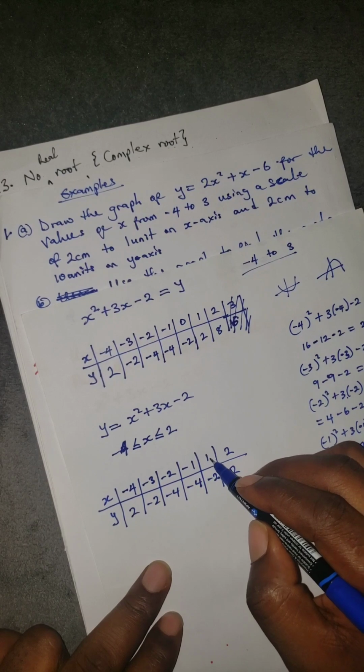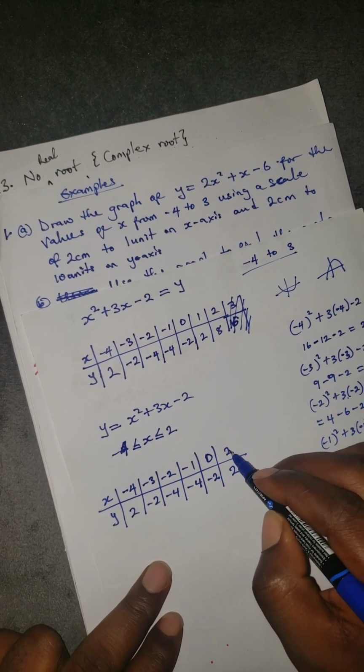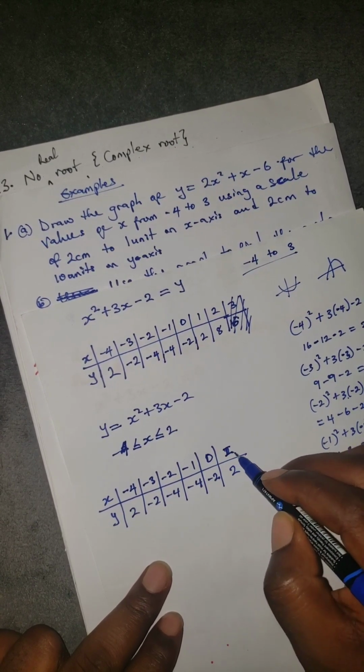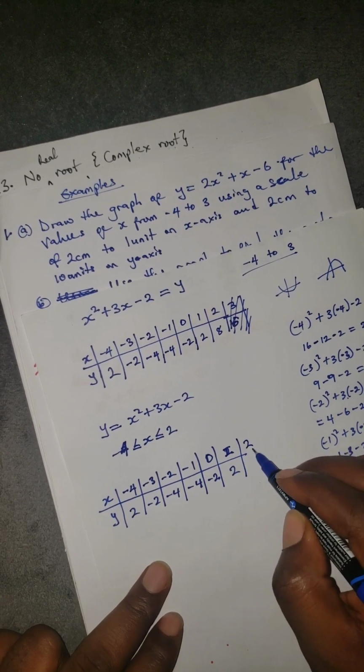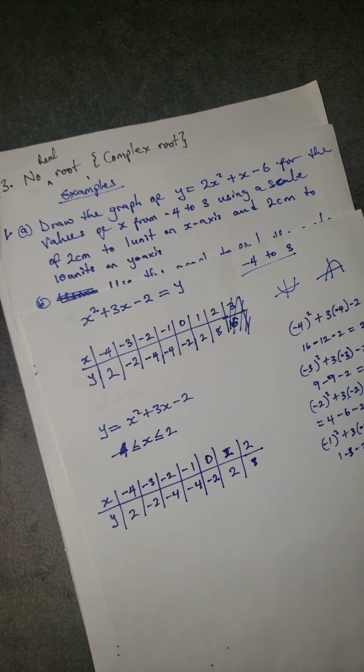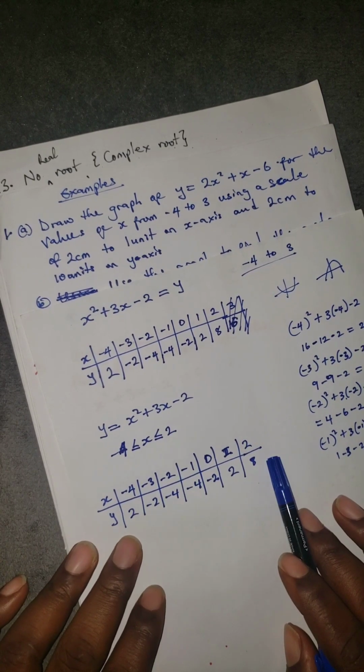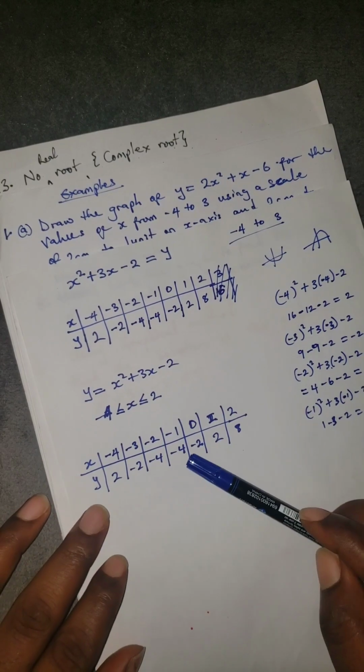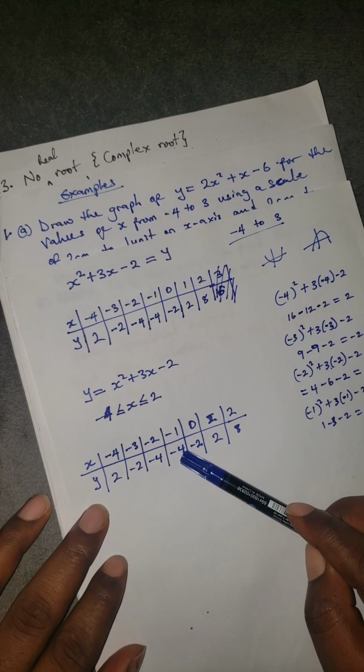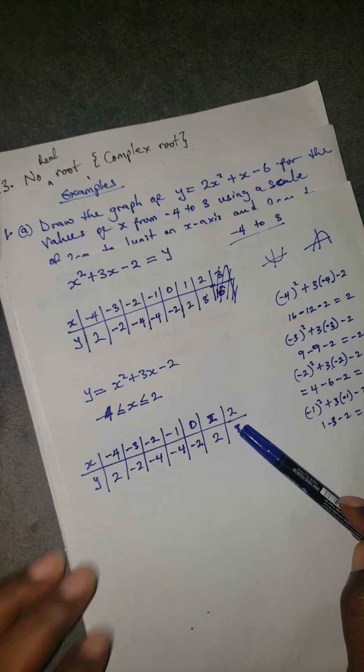Oh, we missed 0. So here is 0, here is 1, and we now have our 2. 2 is 8. So we have gotten this. Now, when you look at the values, we have minus 4 as the lowest value and 8 as the highest value.